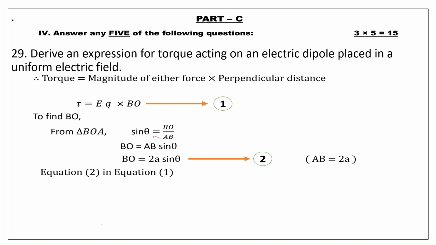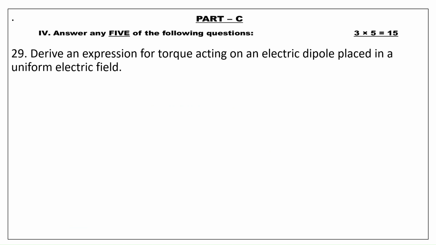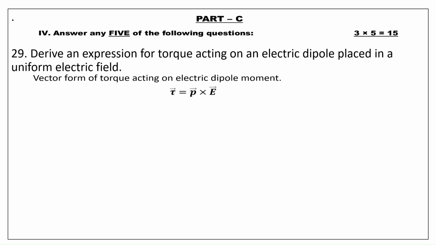Now, substitute equation 2 in equation 1. We get τ is equal to EQ into BO. That is, τ is equal to EQ into 2A sin theta. But Q into 2A is equal to P. Therefore, τ is equal to EP sin theta. This is the expression for torque acting on the dipole. Vector form of torque acting on electric dipole moment: vector τ is equal to vector P cross vector E.